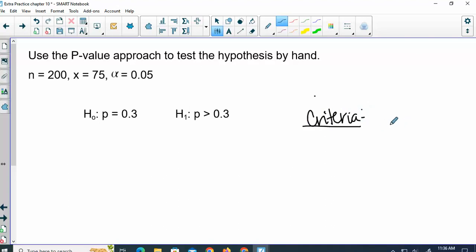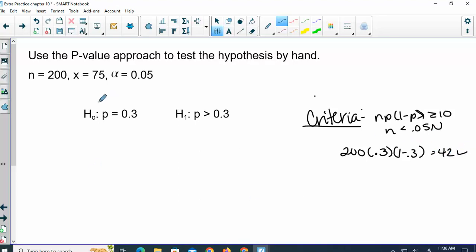Okay, when we're talking about P, our criteria is that N times P times 1 minus P is what? And our sample has to be less than 5% of the total population. Okay, so N times P is 0.3 times 1 minus 0.3 is 42. So we're good there. And I gave you absolutely no information about the population, but we're just going to assume that it's less than 5%. So our criteria is met.